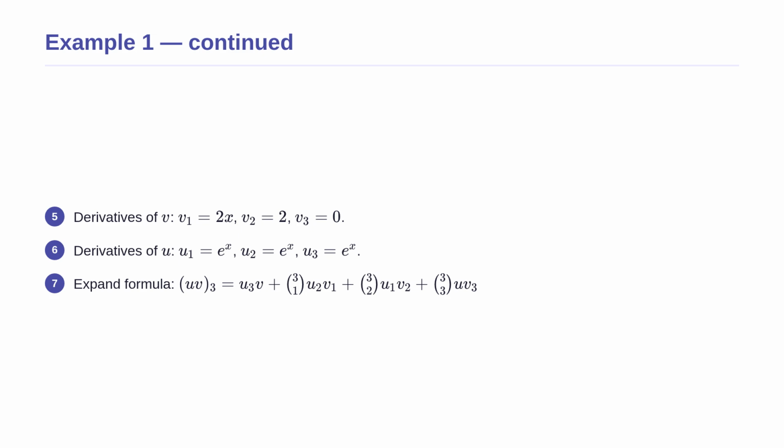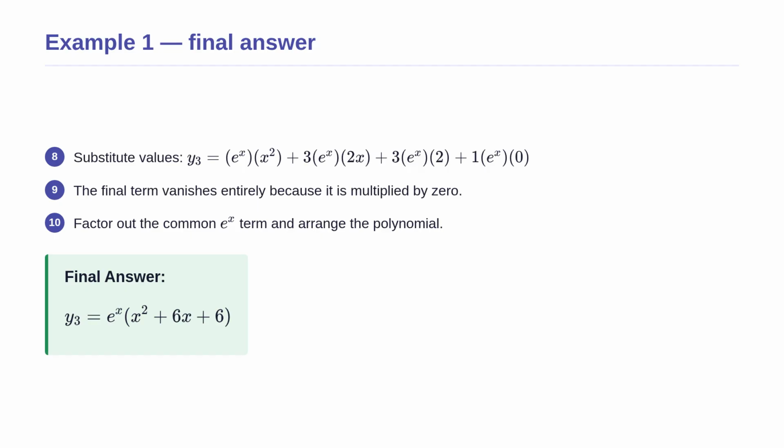Finally, we write out Leibniz's theorem specifically for n equals 3, using the combinations from the third row of Pascal's triangle. Now we substitute all our calculated derivatives back into the expanded theorem. Every piece falls into its designated slot according to the formula. The first term combines the third derivative of u with the original v. The final term vanishes entirely because it is multiplied by 0.